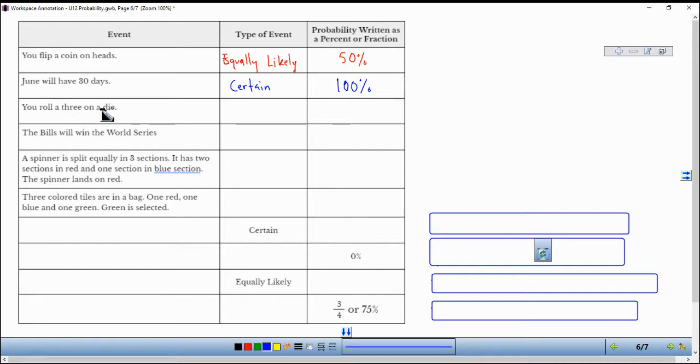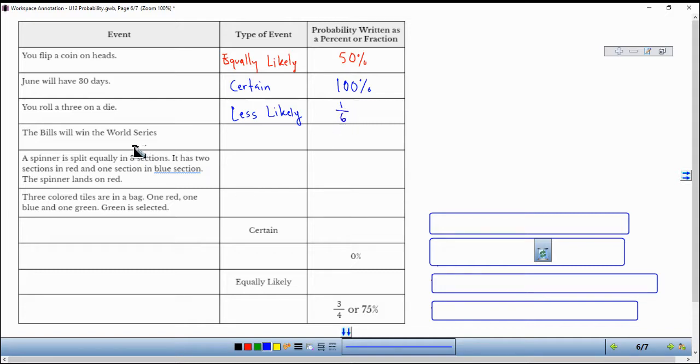You will roll a 3 on a die. Now, how many sides are there on a die? There are 6. So to roll a 3, I'm not certain. I'm also less certain than equally likely. So this is probably a less likely event. Less likely. Now, it's harder to write that one as a fraction because it's 1 out of 6, and you would write that just as 1 out of 6. To write that as a percent, that would have a repeating decimal. So I'm just going to leave it as 1 out of 6.